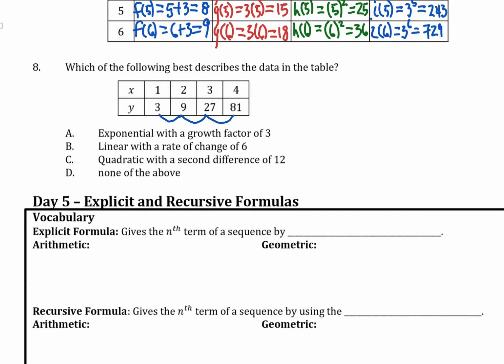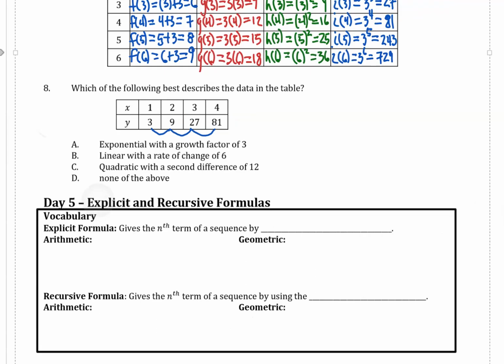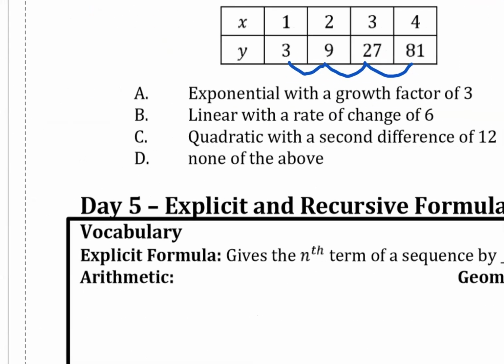And there's only one exponential problem here. That is this one. That would be A, so that's the one that we're going to be using for this one.